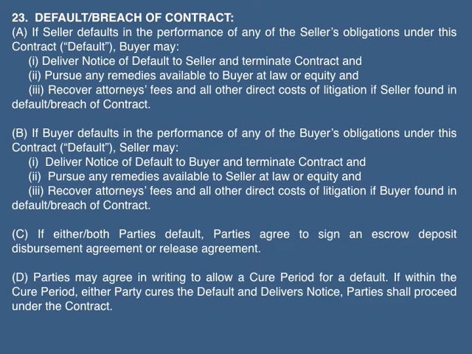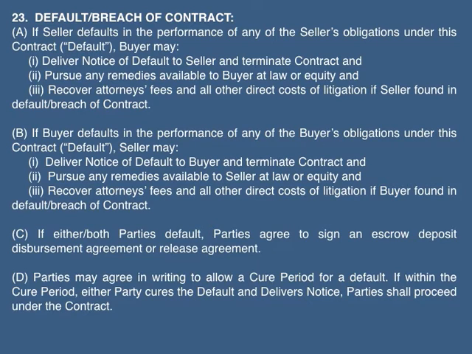Paragraph 23, default/breach of contract. If the seller defaults in the performance of any of the seller's obligation under this contract, the buyer may deliver notice of default to the seller and terminate the contract, or pursue any remedies available to buyer at law or equity, and recover attorney's fees and all other direct costs of litigation if the seller found in default or breach of contract.